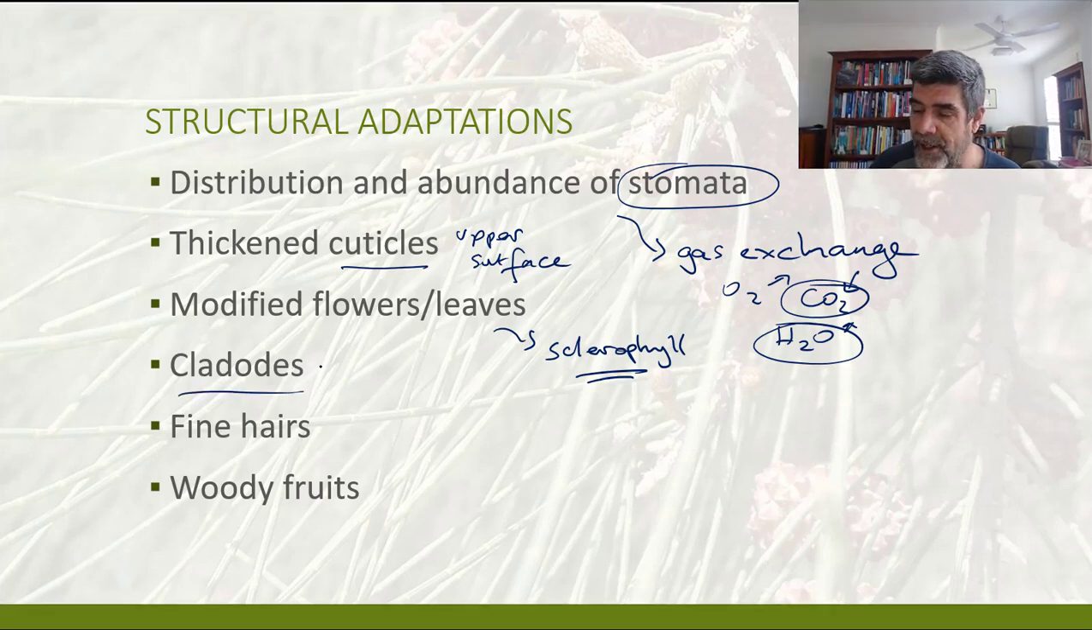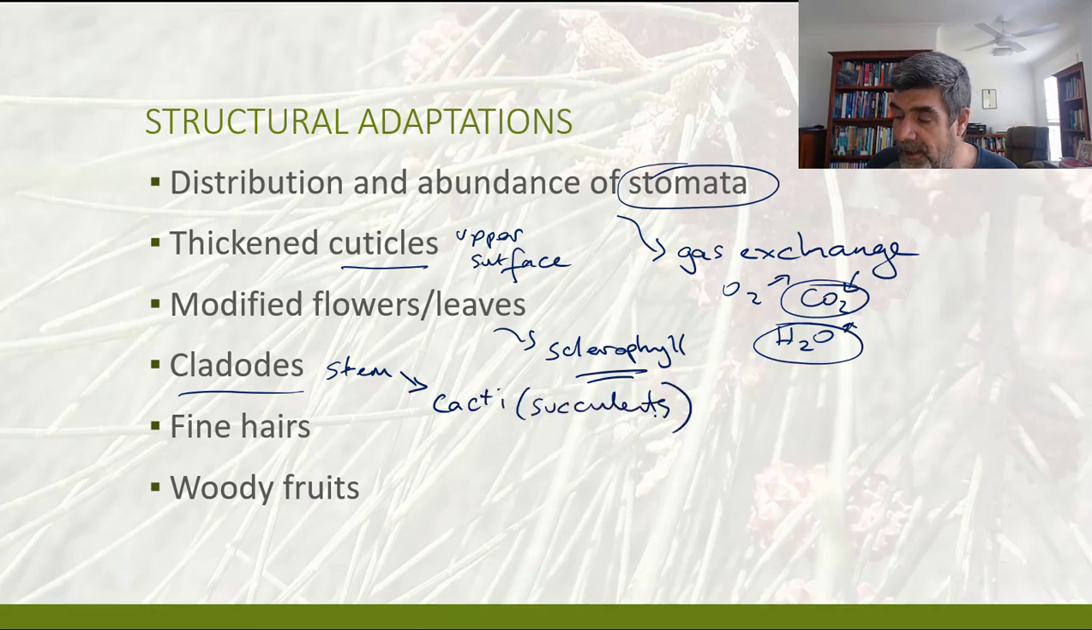Cladodes are modified structures in the stem usually. So we often associate cladodes with succulents like cacti, succulents. Desert plants where rainfall is very, very low, where the expectation is there's going to be very low water, so it's really important that the plant's able to store water in some structure somewhere, and these swollen stems are often one of the ways in which plants can store water.